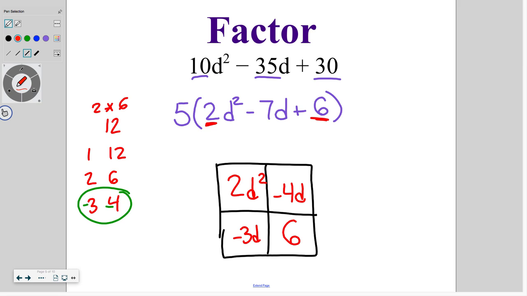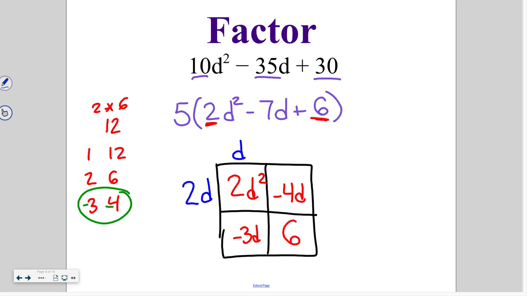And now I need to pull out what they have in common. So we're looking at 2d squared and negative 3d. They have d in common. So d times what gives me 2d squared? The answer to that is 2d. D times what gives me negative 3d? The answer to that is negative 3. 2d times what gives me negative 4? That's negative 2. And we double check, negative 3 times negative 2 does in fact give me a positive 6.